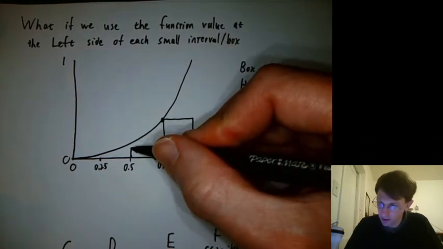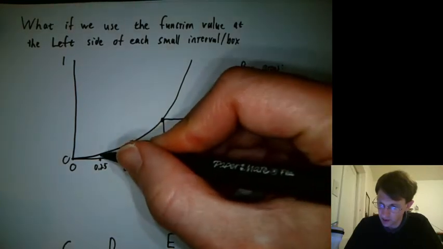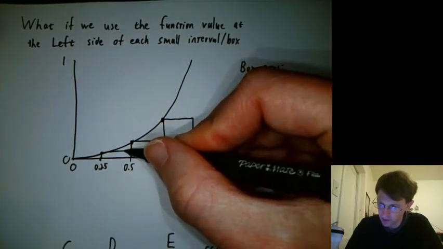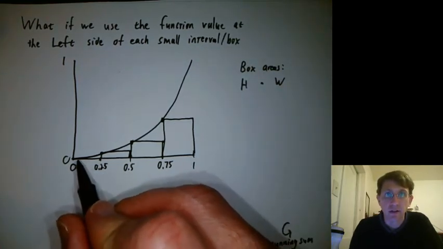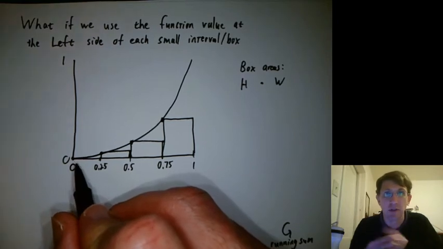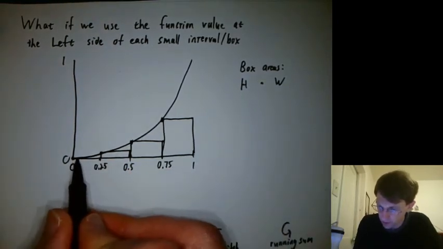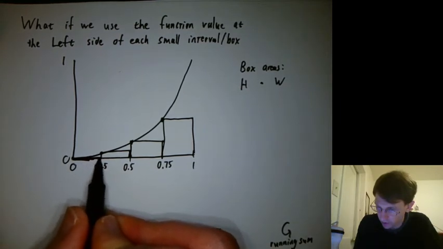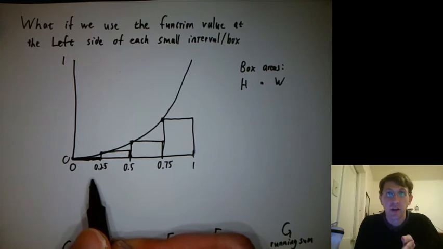And here I'd go up to the function, over and back down. Here I'd go up to the function, over and back down. And now what? Well, I'd start here at 0, go up to the function, which is going up 0, and then over and then back down. So it's hard to draw, but I guess I'll just put a super bold line here. There is a box there. It has a width of 0.25 and a height of 0.